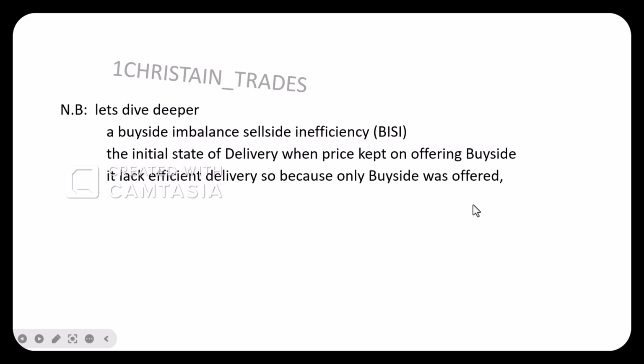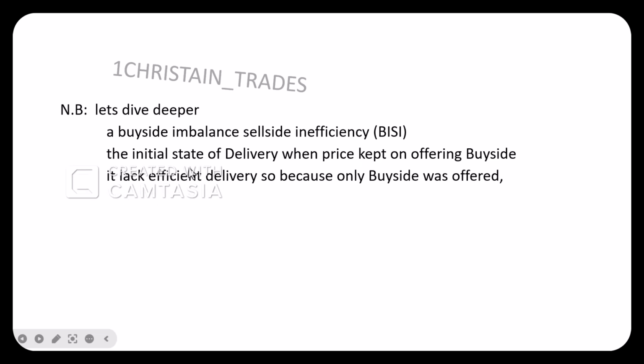For a market to be balanced, we need to see buy side delivery, then sell side delivery also. But now we are in a buy program in the market. It kept on pressing higher. We are only seeing buy side delivery. There wasn't any sell side delivery to finally balance it out. So it became a buy side imbalance, sell side inefficiency. That is what those gaps mean.